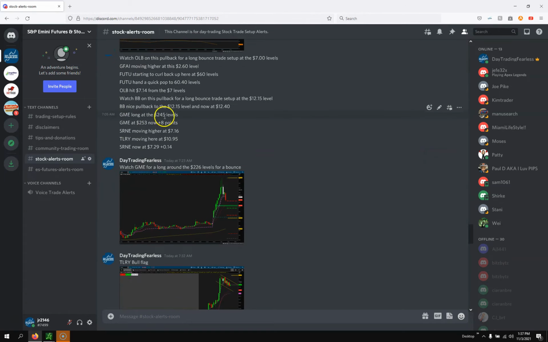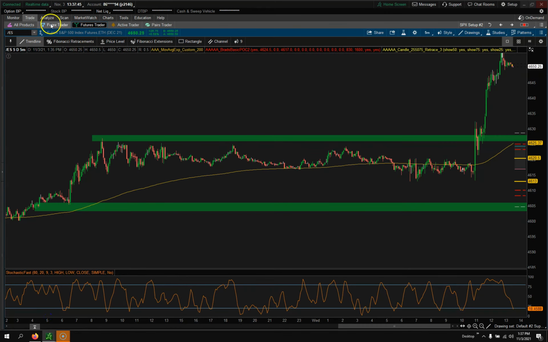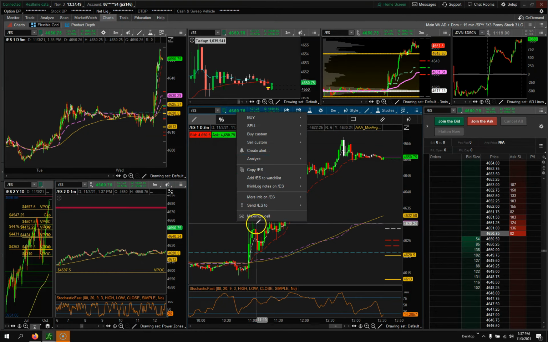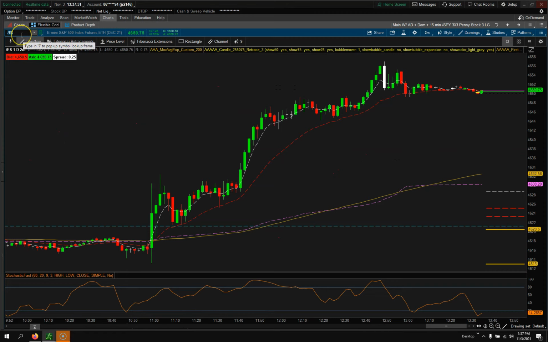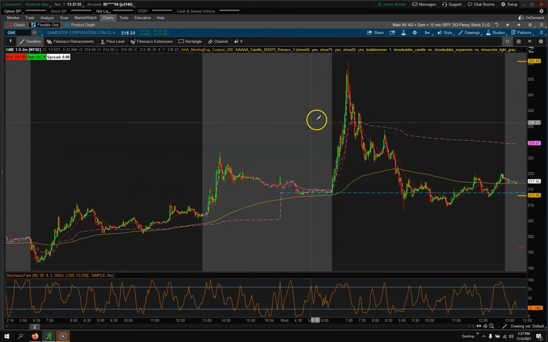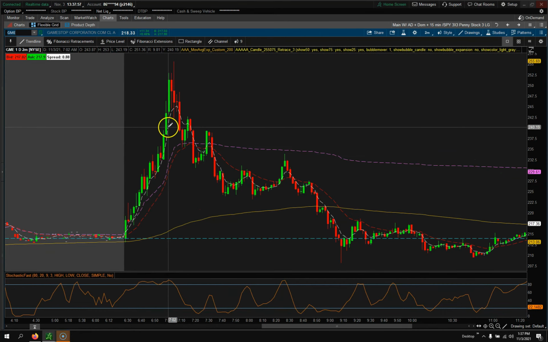GME. Had a nice move on GME. Called it at 245. Went to 253. So let's pull up a GME chart real quick. And let's see how this trade worked out. It was right here around 705.